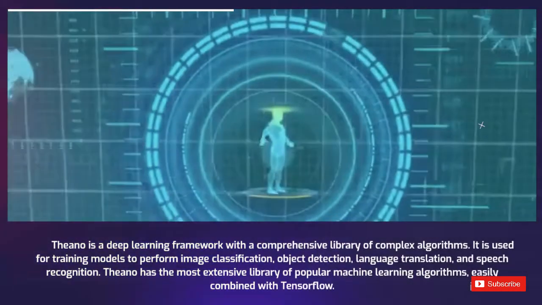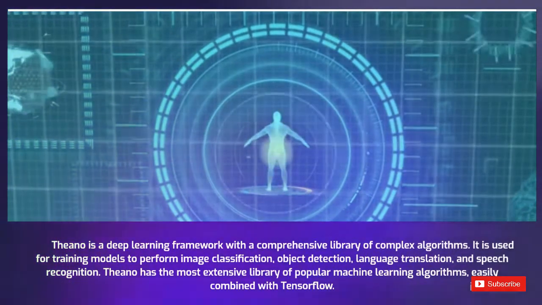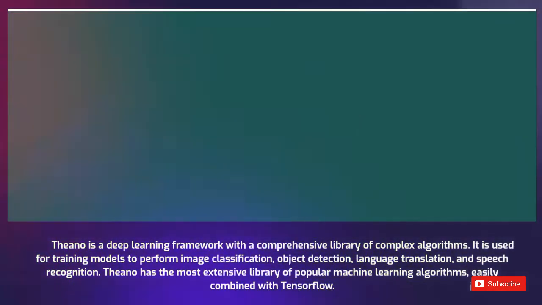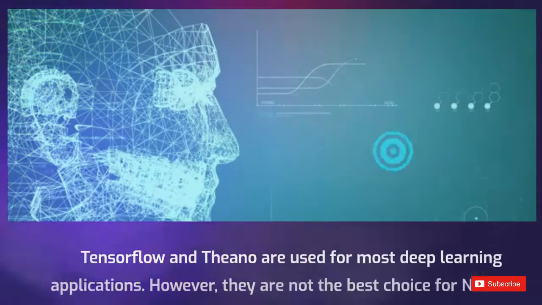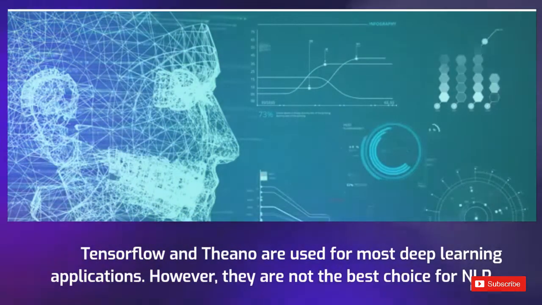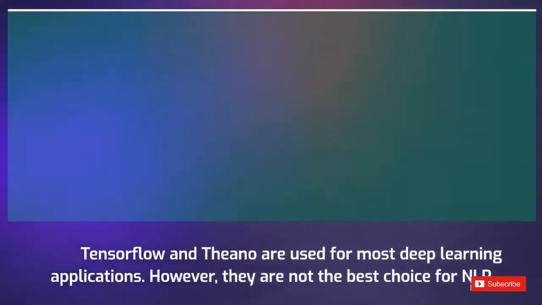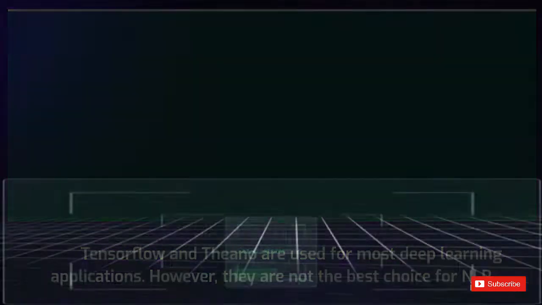Theno is a deep learning framework with a comprehensive library of complex algorithms. It is used for training models to perform image classification, object detection, language translation, and speech recognition. Theno has the most extensive library of popular machine learning algorithms, easily combined with TensorFlow. TensorFlow and Theno are used for most deep learning applications. However, they are not the best choice for NLP.